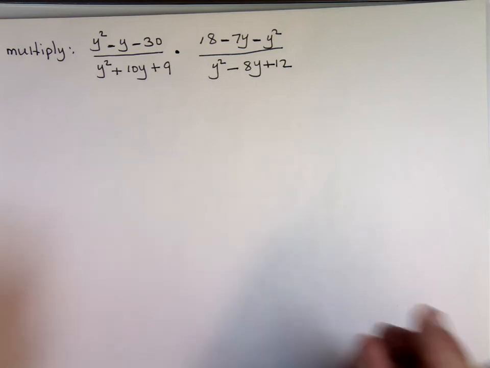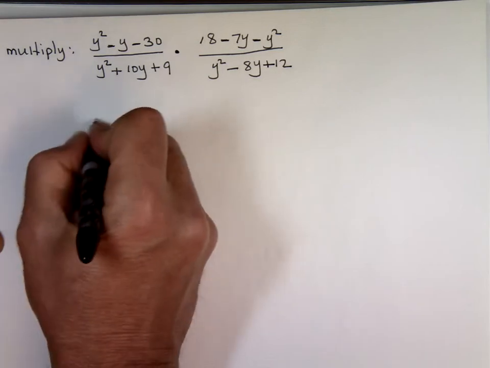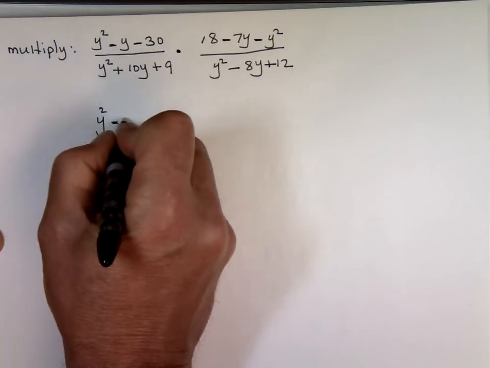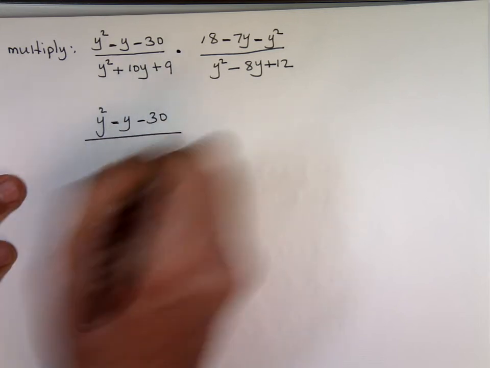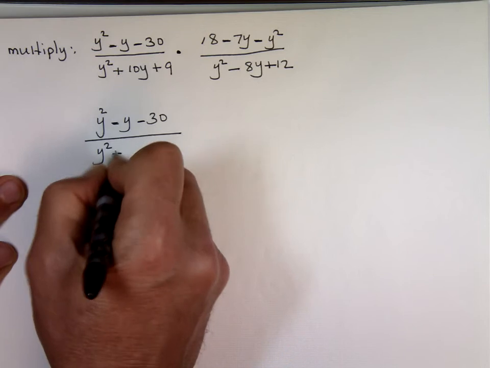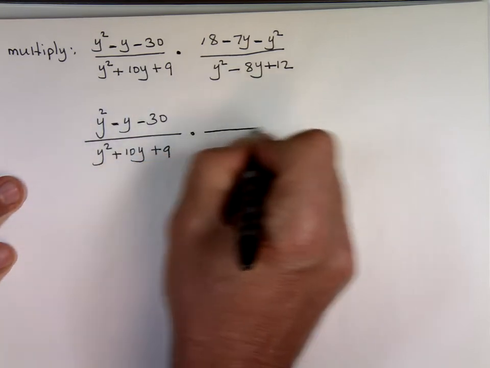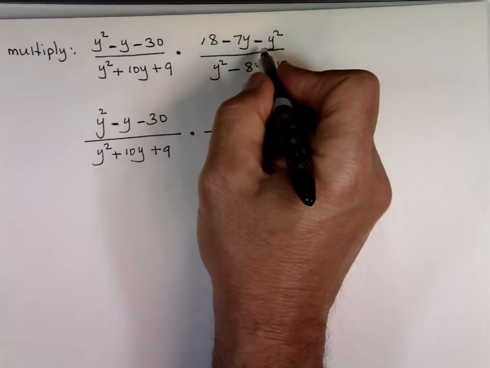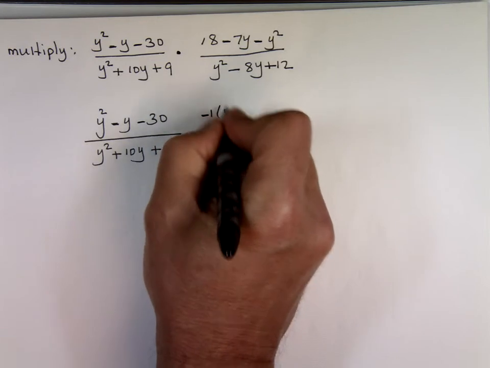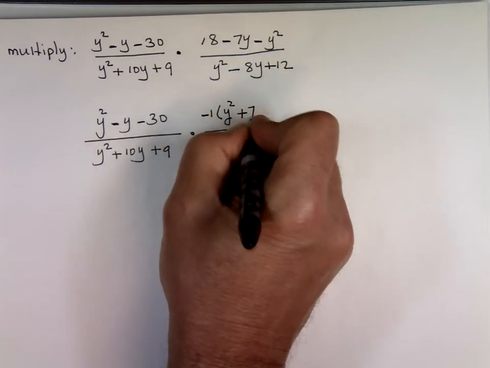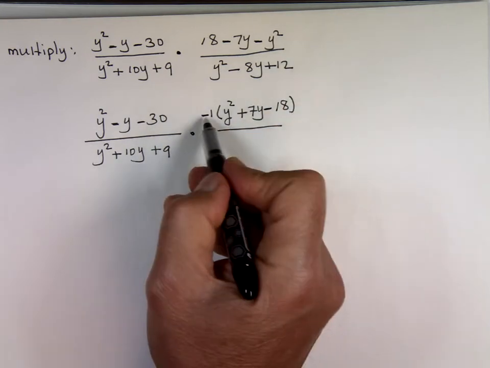First things first, I don't like the top here. I like them in descending power. So let me do that first. That bothers me. If I write the y squared, it's going to be a negative. I don't like negative either, so I'll factor a minus 1 out. That'll be y squared plus 7y minus 18. Notice I switched all the signs because I took the minus 1 outside.